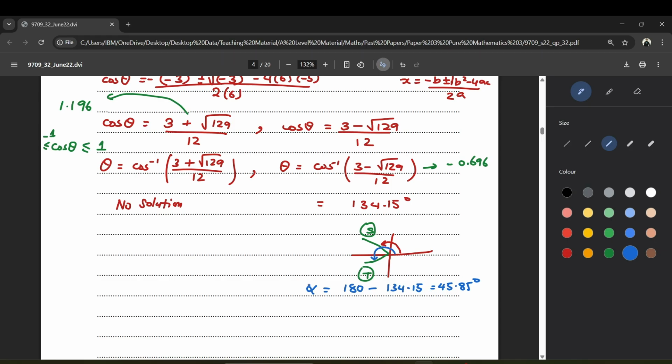Then my theta would be, now I need to find the second solution. So that would be 180 plus 45.85. So 180 plus 45.85 is 225.85 degrees. All right. So these are the two solutions that we have found. So theta is equal to 134 point. All right. Okay. Now there is something that you must understand here.